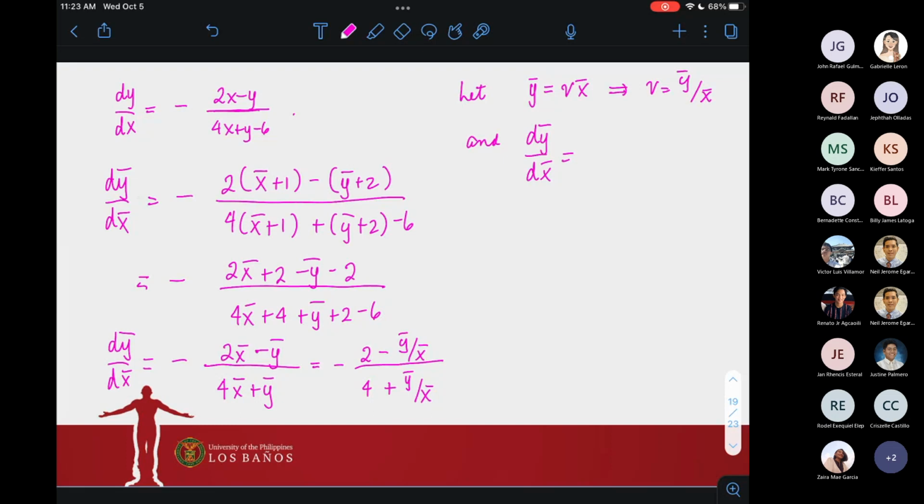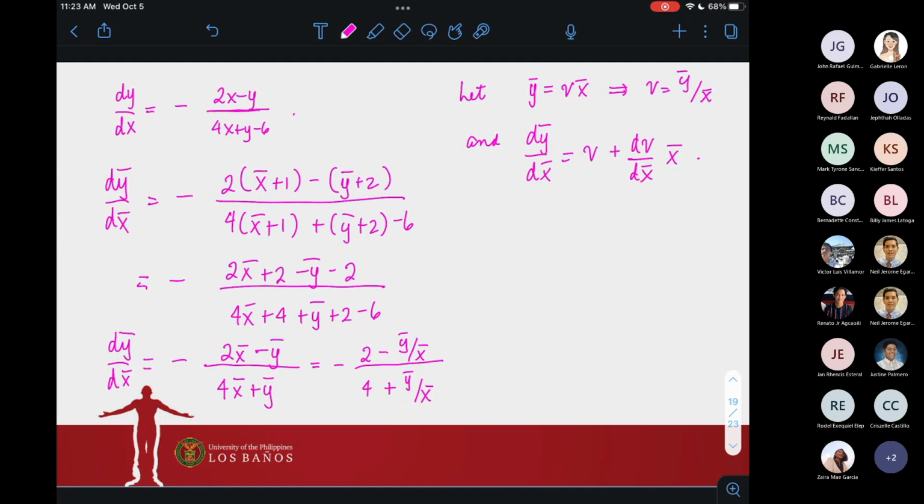So what will happen is I'll have v, that's 1, plus derivative ni v with respect to x bar times x bar. So ito yung magiging dy bar over dx bar natin. Tama ba? Hold on. Habang nagka-catch up yung screen ko, double check. Dy over dx.